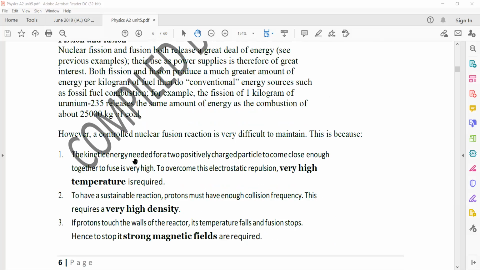However, when we compare them, controlled nuclear fusion is very difficult to maintain. What is the reason? The kinetic energy needed for two positively charged nuclei to come closer to each other means you have to supply a high temperature to overcome the repulsion. And to have a sustainable reaction, the protons must have enough collision frequency. Definitely these reactions, whether fission or fusion, will stop once we have iron. And the presence of iron on Earth as well as in outer space shows that they already underwent nuclear reactions.